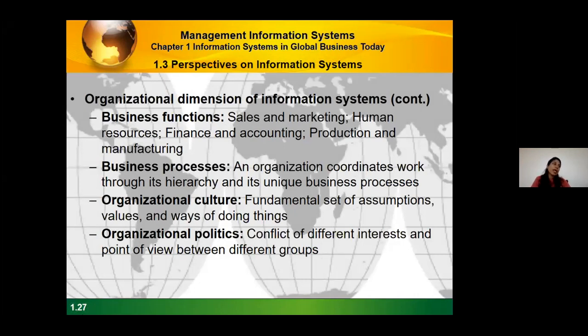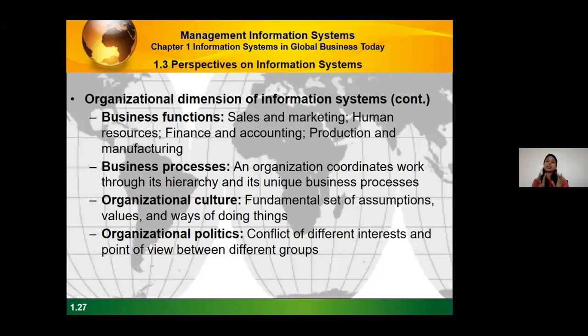So if we look at the other dimensions which we can observe in this organization, one is business functions. Within the organization, there can be different functional areas, right? Here the examples are given: sales and marketing, human resources, finance and accounting, production and manufacturing. These are the different business functions of the organizations, right? Each of these functions performs some specialized business activities or business processes. And each of these functions has certain specific objectives that it wants to achieve, which ultimately cater to the organization's overall objectives, right?